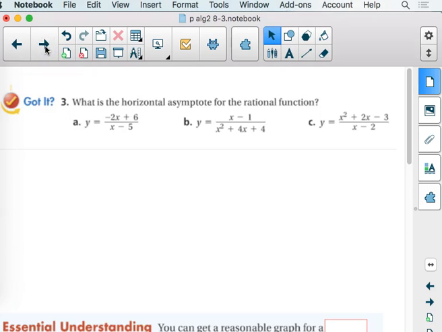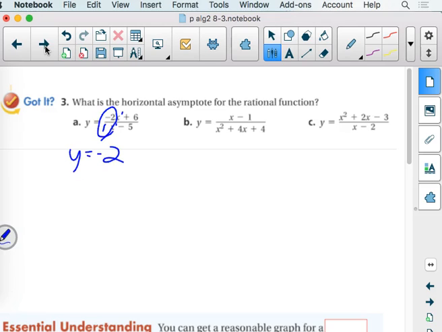Alrighty, here are some more. So I'm going to have you help me out. If you have to use the yellow sheet, use the yellow sheet. Is the degree of the top less than the degree of the bottom? No. Are they equal? Then what are we supposed to do? A little fraction thing. There's no number here, it's a 1. So negative 2 over 1, which is negative 2.